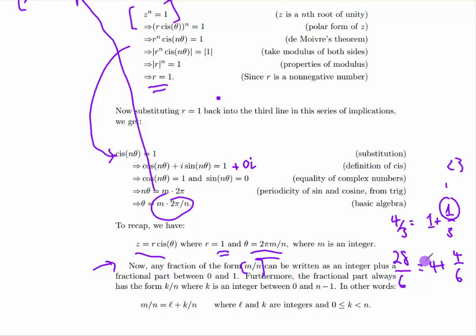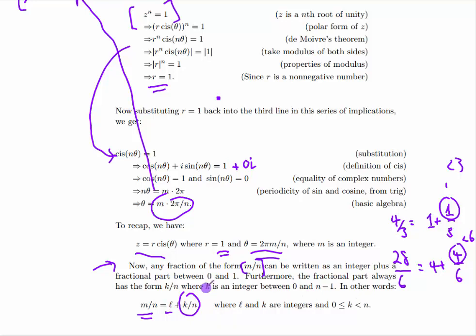So we have an integer part plus a fractional part. This numerator is less than 6. The numerator is less than the denominator. And we can do that in general. It's just called reduced fractions. I guess you call this a mixed fraction. So this fraction m over n I can write as an integer part plus a fractional part, where l and k are integers and k is less than the denominator. So it's between 0 and the denominator.